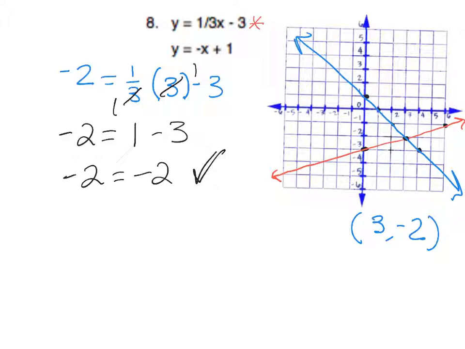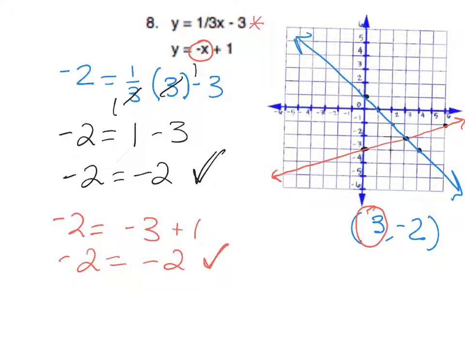I'll do the second one. I've got -2 equals -3 plus 1, because it's saying the opposite of x, even though it's positive down here. -2 equals -2. That checks again. So on that line, I'll be putting this ordered pair.